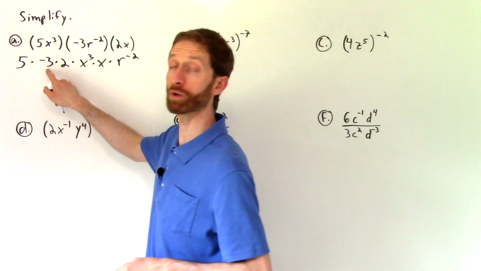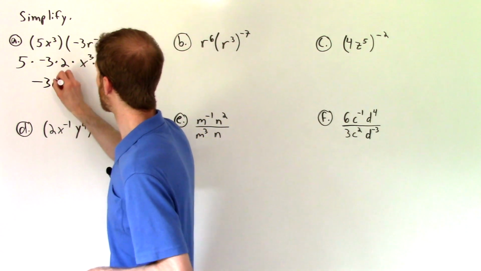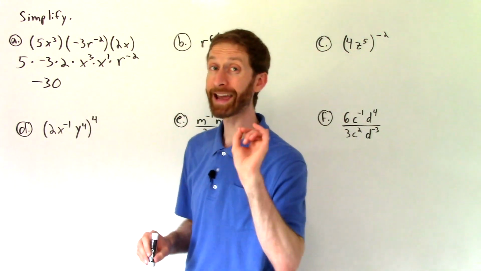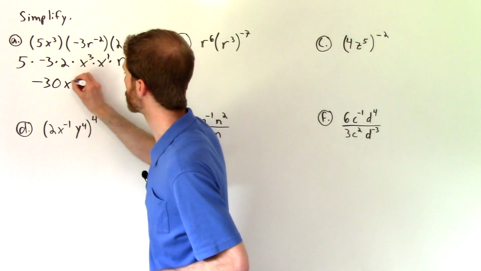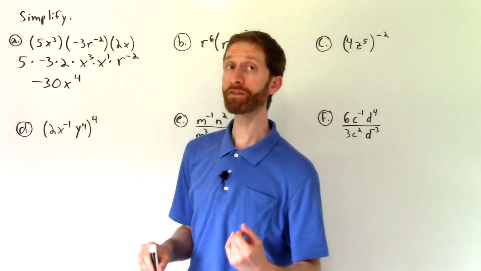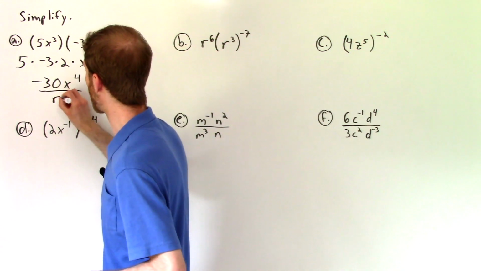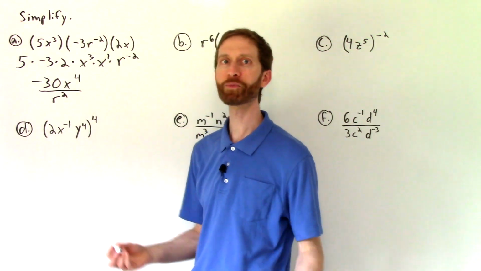5 times negative 3 is negative 15, times 2 is negative 30. X cubed times x, which is x to the first, we add exponents when we multiply by the same base, so that's 3 plus 1 is 4, so that's x to the fourth. Then you have r to the negative 2. Well, a negative exponent means that it needs to end up in the denominator, so it ends up all over r squared, or 1 over r squared multiplied by that. And then we're done with it.